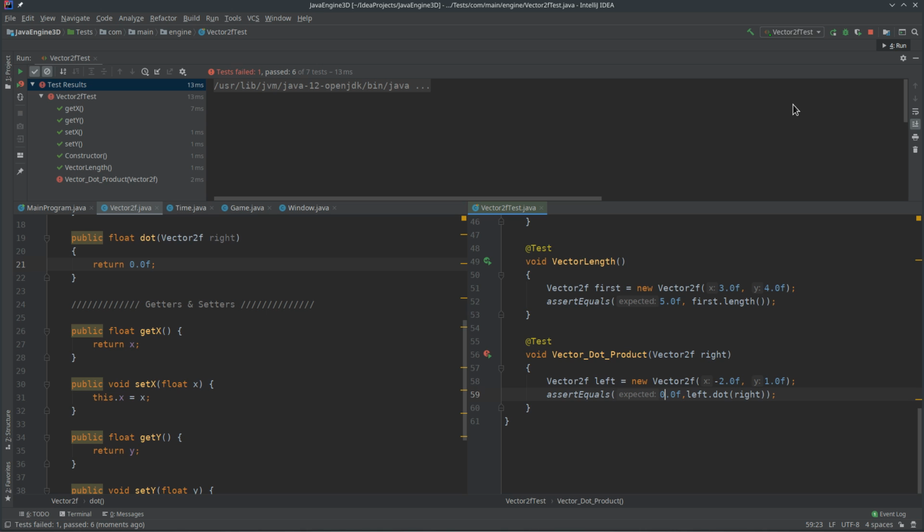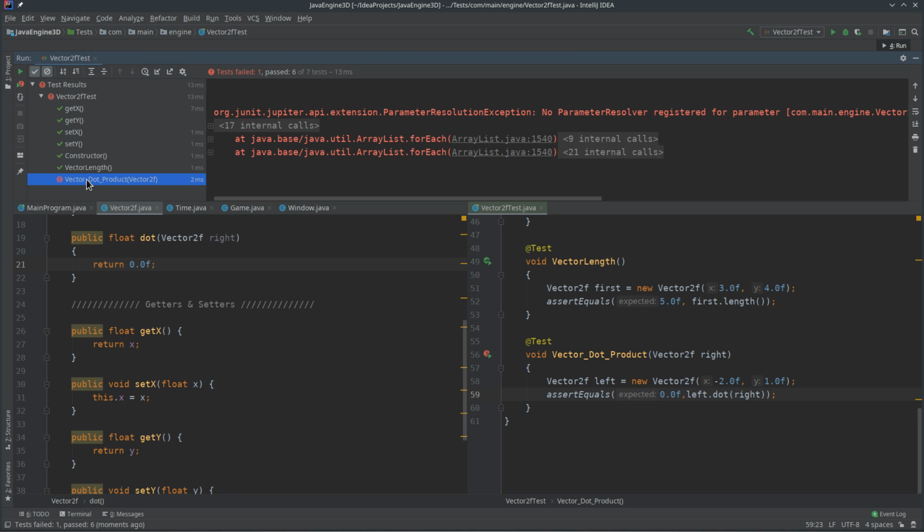Vector dot product vector 2f didn't work. Oh, you beaut. Wonder why. Oh, right. Internal calls made it fail. List for each, blah, blah, blah. Wow. It didn't like that one. Let's turn it into a 2. And let's put that as a 4.